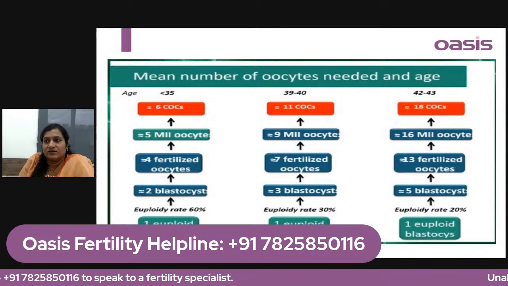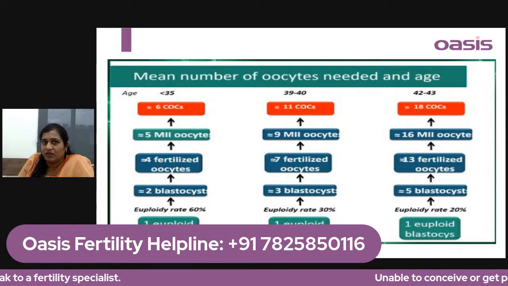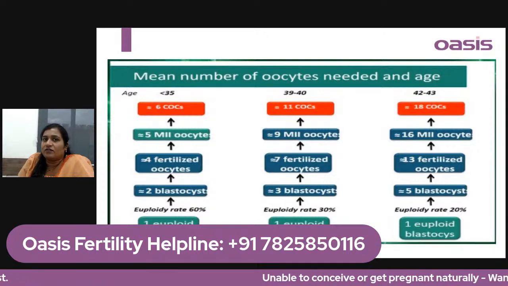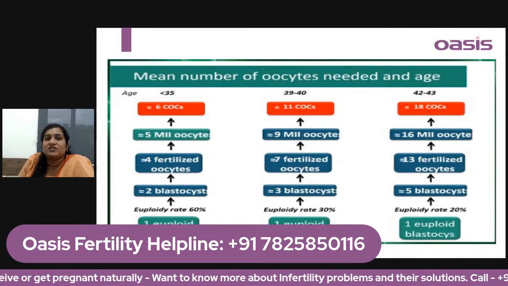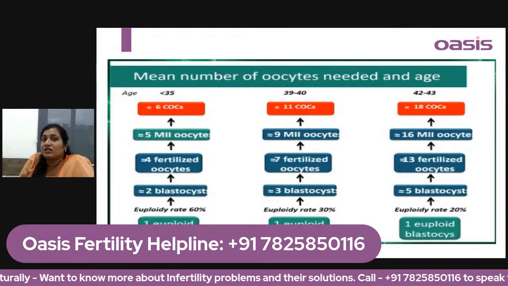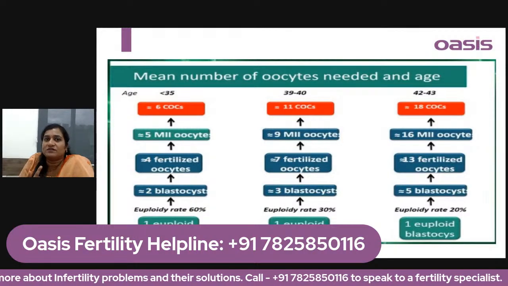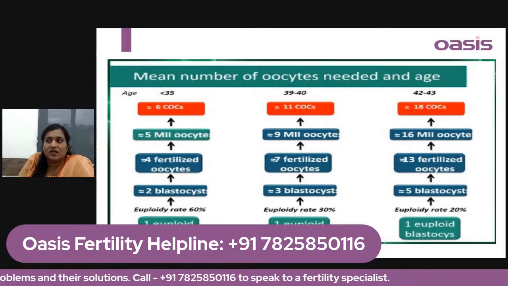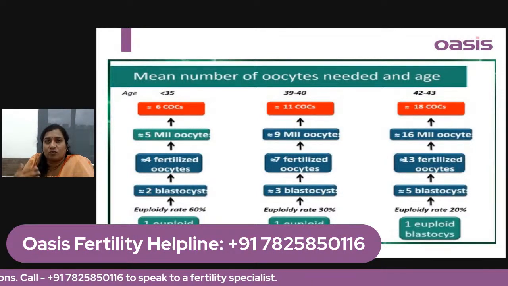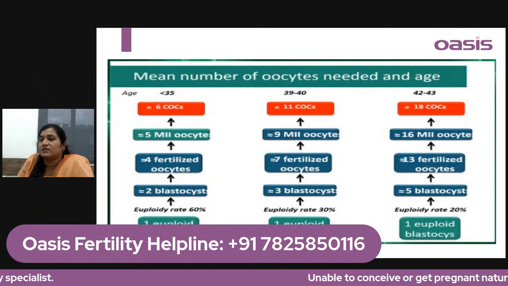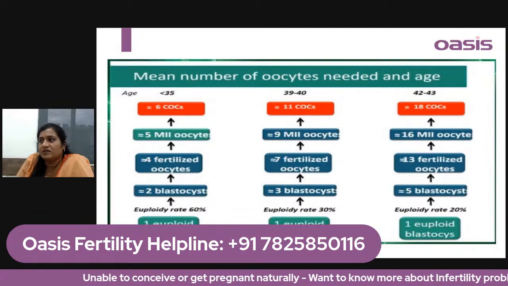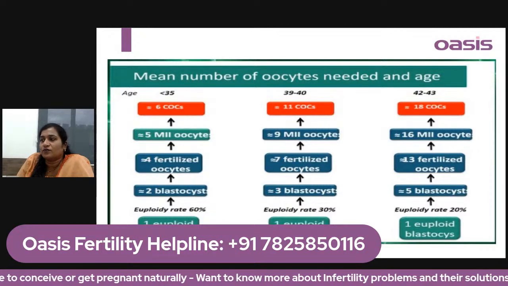But as the age increases, because of the decrease in the quality of the egg, the reasons for which are mainly genetic, and as the aging progresses, there are some changes inside the cells, inside the eggs of the female. So as the age increases, we need more and more eggs to achieve that one good quality embryo, which gives us a pregnancy. So if you are planning a pregnancy, as early as possible, if you do, you will have more chance of success rate. And here the ages which have been studied are less than 35 years, 39 to 40, and 42 to 43.